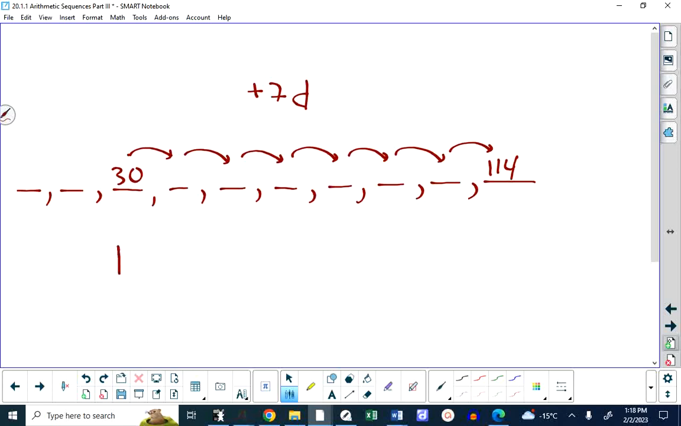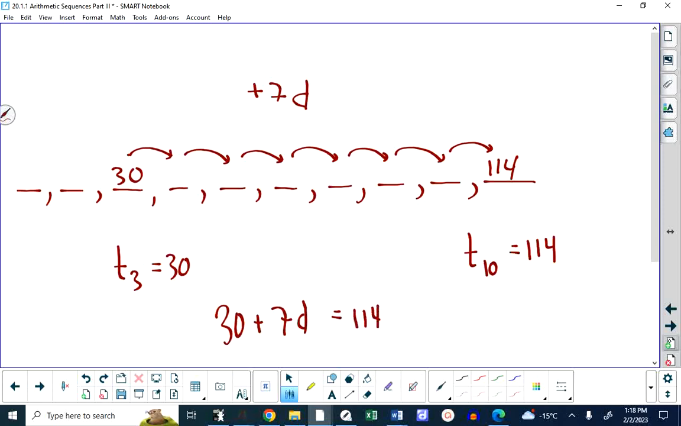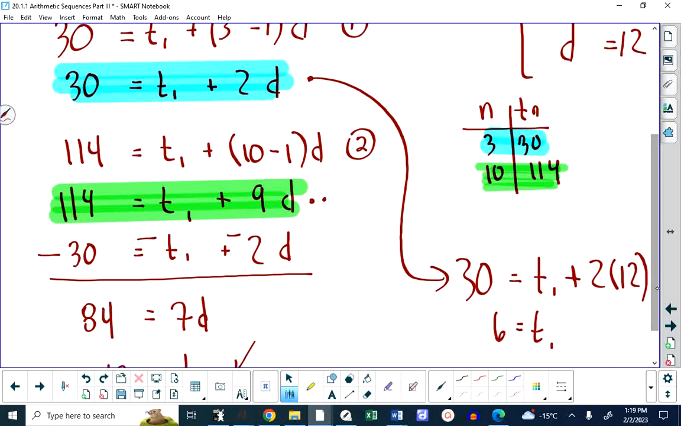Where if I told you the third term was 30 and the 10th term was 114, I forget who said it, but the person said, well, since we're going from the third term to the 10th term, it's 7 common differences, because from 3 to 10 is 7. Well, that just means 30 plus 7d equals 114. And I wanted to point something out to you. When you take 114 minus the 30, you get that 84. And the 7d comes about because we took 9d minus 2d. The result would be the same.